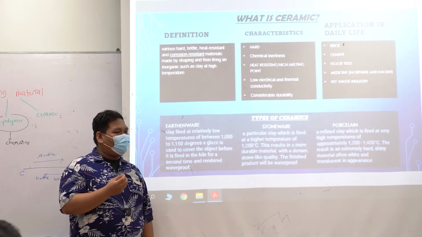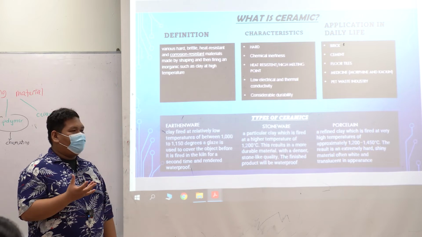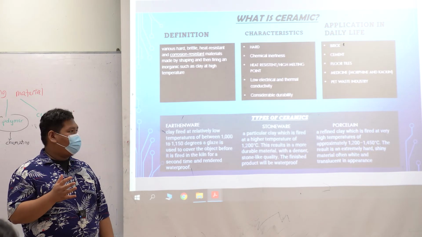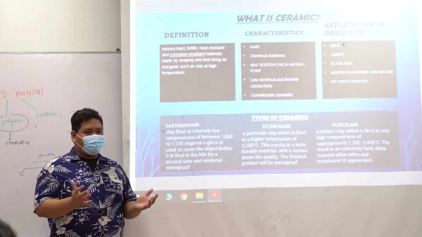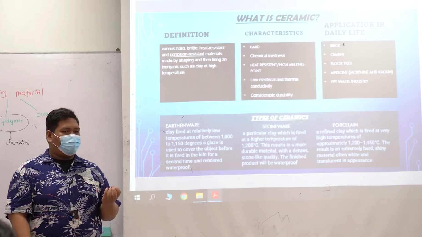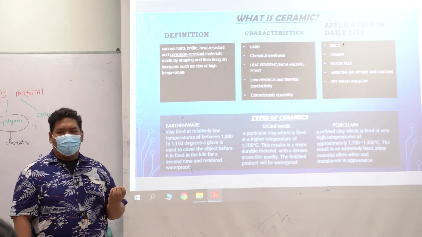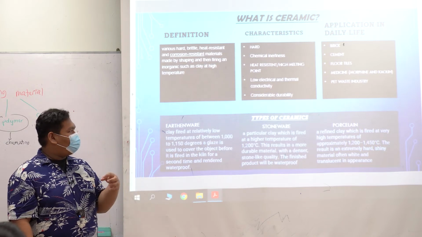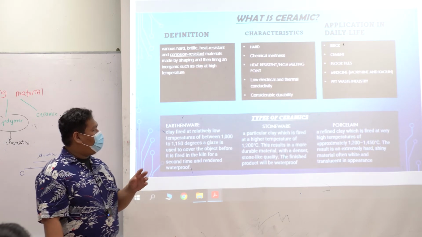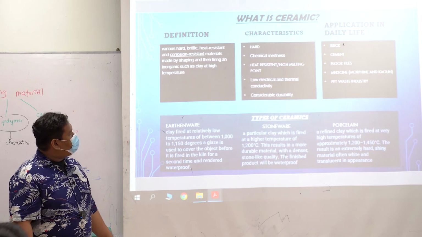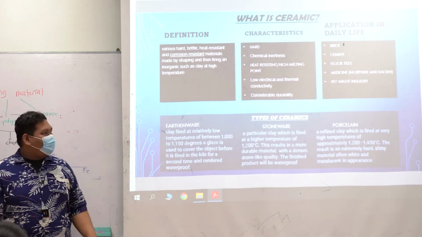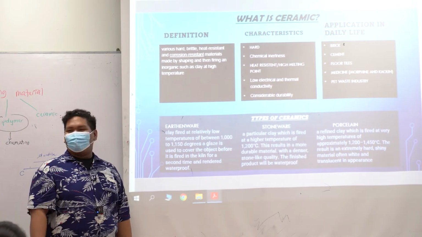The last one is the pet waste industry. For example, for our cat in the house, we use a specific sand that will absorb the poop and pee, the cat poop and pee. That thing is also made of ceramic. I think that's all.